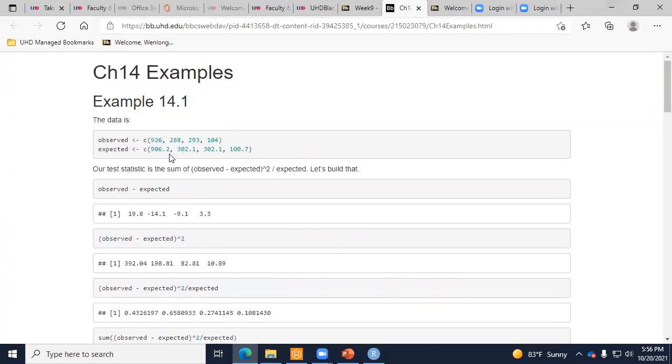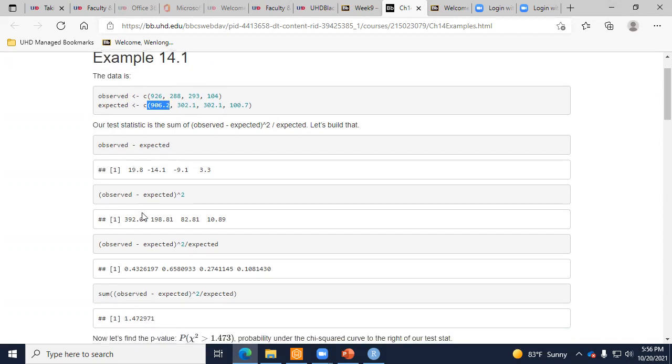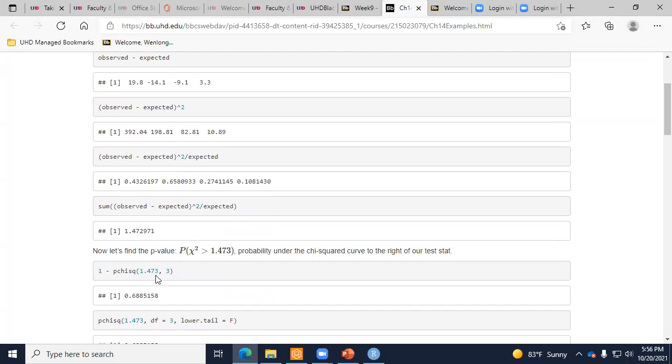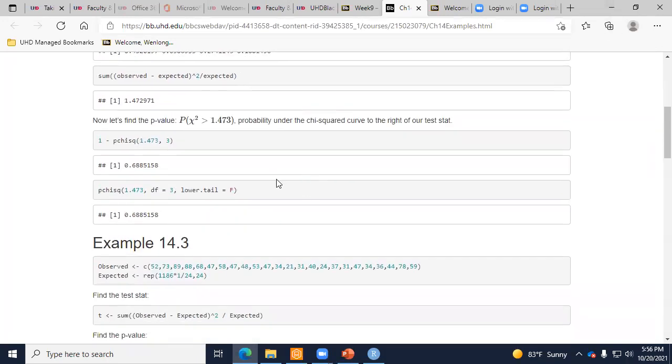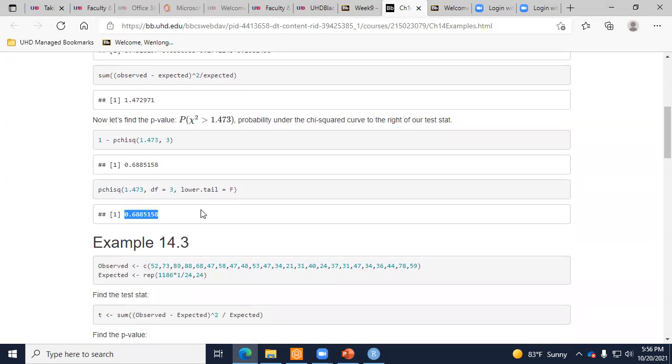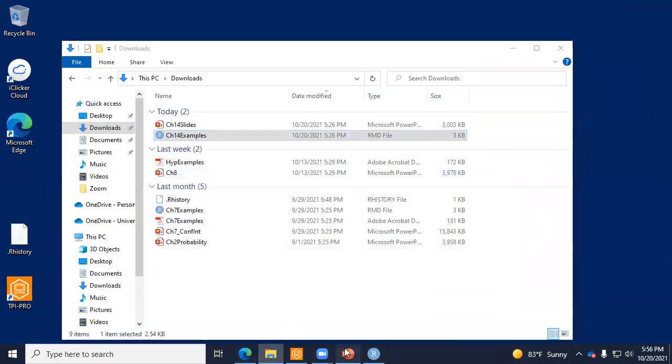You will see a homework that will do very similar things, where you have to calculate the expected counts on your own, and also calculate the test statistic and find the p-value, and then make the decision. If this p-value is less than, say we use the significance level 0.05, you will reject your null hypothesis in favor of the alternative. If it's greater than 0.05, you fail to reject.